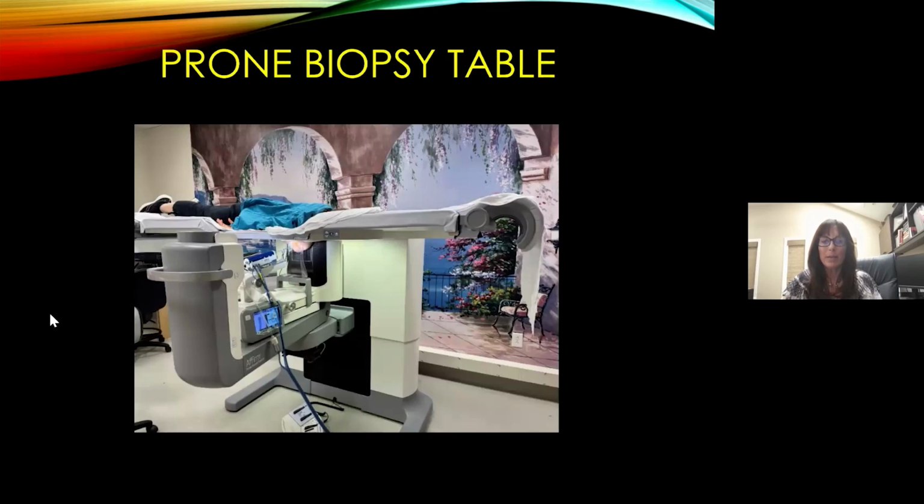Here's what we have at our institution. We have a room that is dedicated to mammographic guided biopsies with a lovely mural there for patients to look at. And you see here with a patient lying prone, the back of her breast is actually at the level of the table. So if there is a target at the back of the breast, there's no way to get that within the imaging window.